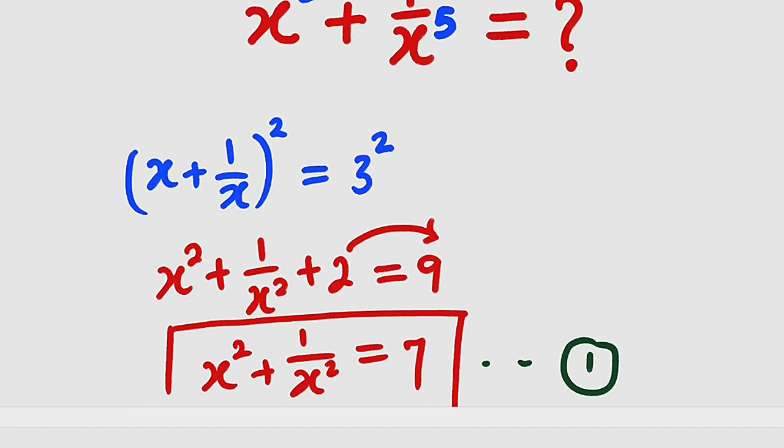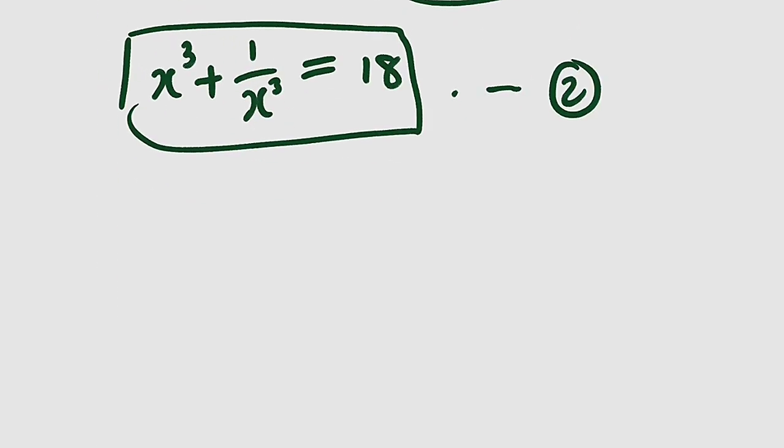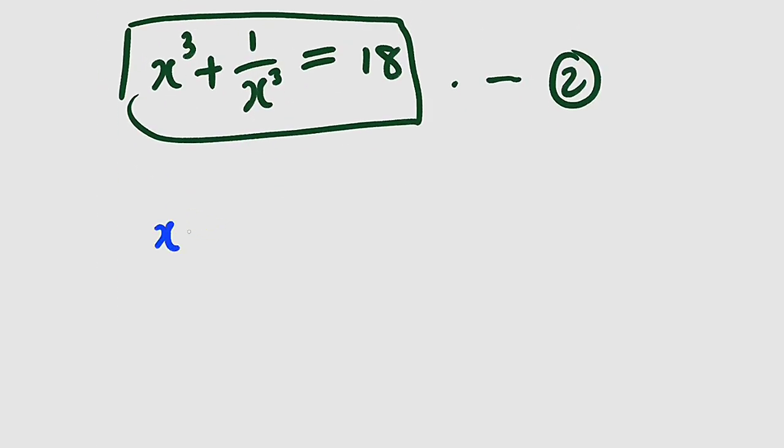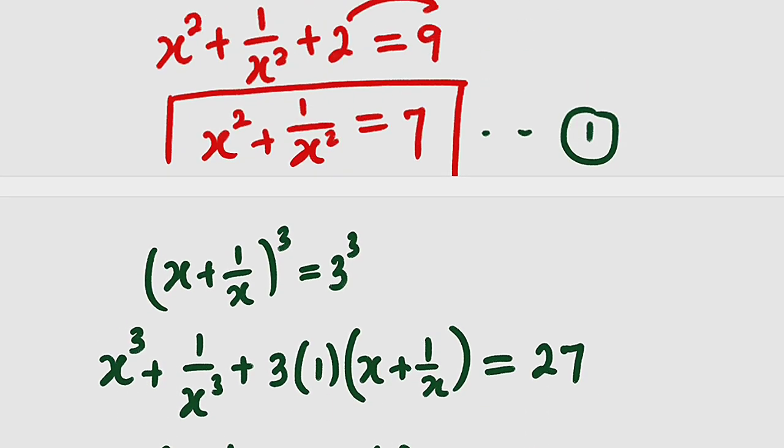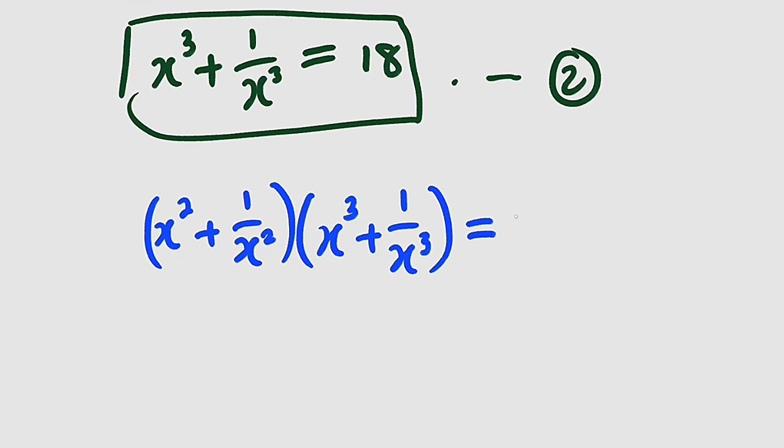Now let us multiply equation 1 by equation 2. Equation 1 is x squared plus 1 divided by x squared. Equation 2 is x to the power of 3 plus 1 divided by x to the power of 3. And you have to also multiply their right hand sides. The right hand side of this equation is 7. And the right hand side of this second equation is 18.